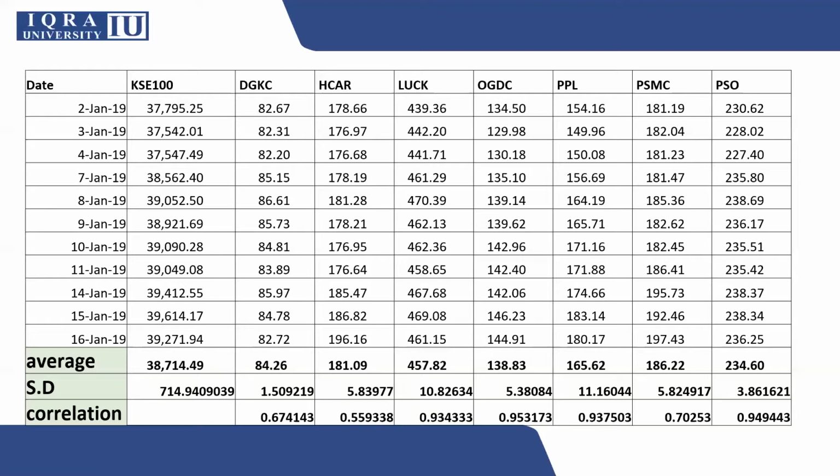Look, I calculated the standard deviation of each stock. As you can see, this risk is different in each stock. You can see that the least standard deviation in isolation is in the price of DG Khan Cement, while the highest standard deviation is in the price of PPL. Then we calculated the correlation of each stock with the KSE 100 index, and here you can observe that the behavior of each stock is different.